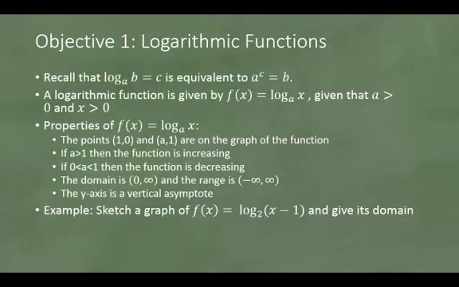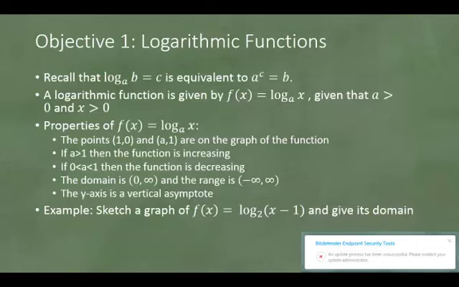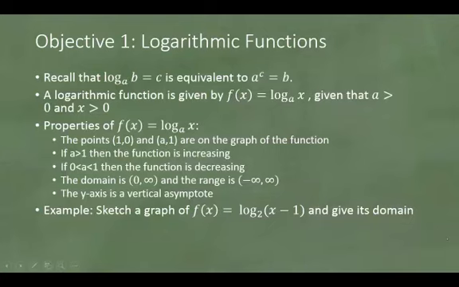Logarithmic functions. Recall that log base a of b equal to c is equivalent to a to the c is equal to b. Again, remember that the bases stay the same. A and a are the base, and you switch these two. You switch b and c. That's what log with a base a of b equal to c means. It means a to the c is equal to b.